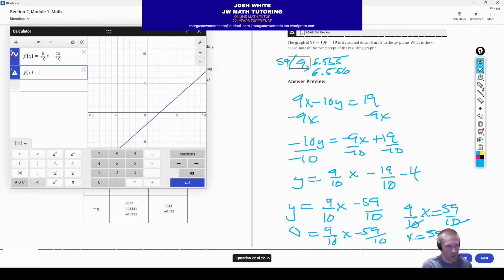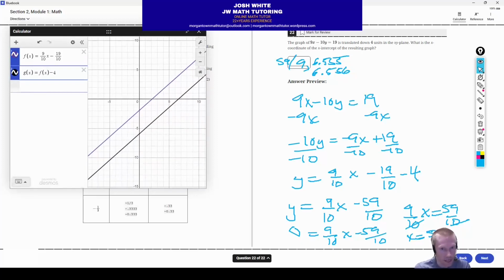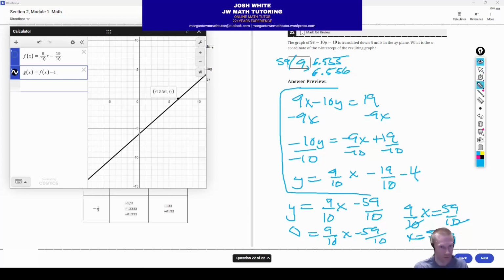And then for my new function, I want to take f of x and shift it down 4 units. Okay, so I do that, and now what is the x-intercept of my new line, g of x? Oh, 6.556. There's my answer. So in this approach, you still have all of the work, at least in the first half. You don't have to do the second half of the work, but you still have to do it from here to here because you need to get it into slope-intercept form.